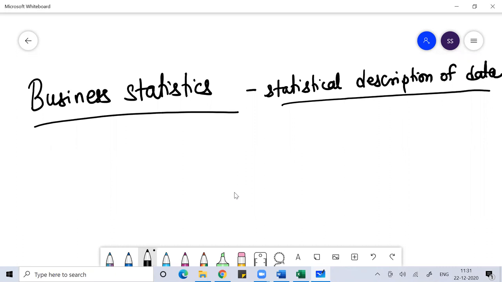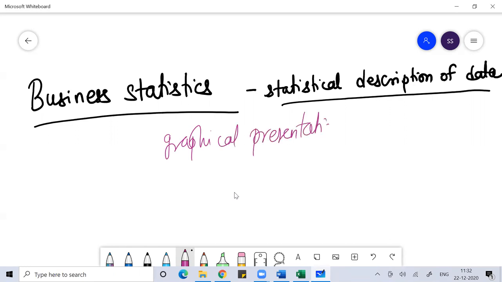Going further, when we talk about diagrammatic presentation of data, we talked about line diagram, bar diagram, and pie chart. Under line diagram, we studied simple line diagram, multiple line diagram, subdivided, logarithmic line diagram, and multiple axis line diagram. Under bar diagram, we studied simple bar diagram, multiple bar diagram, percentage bar diagram, and subdivided bar diagram. The next thing we need to study in today's class is graphical presentation of data.